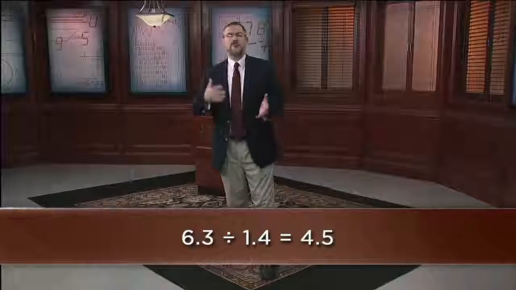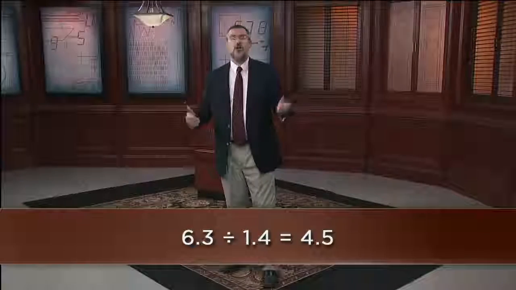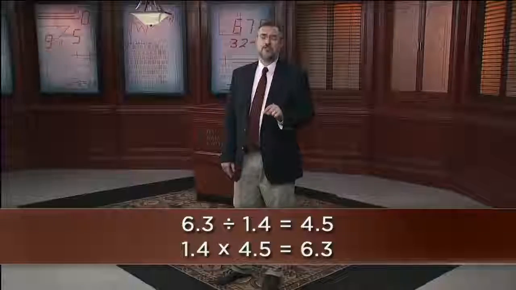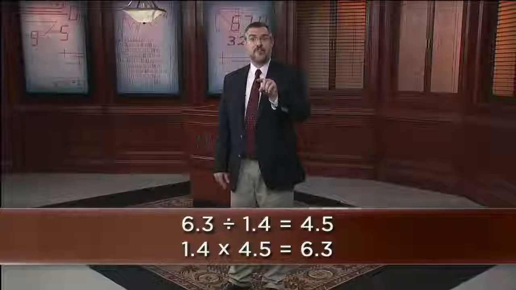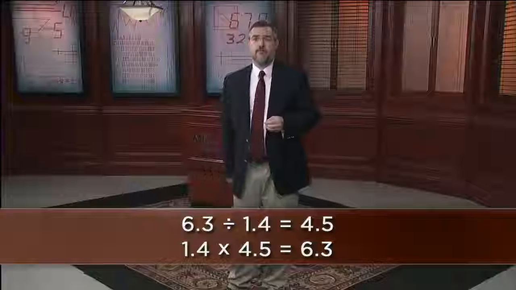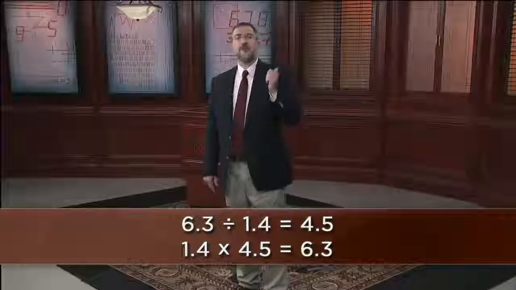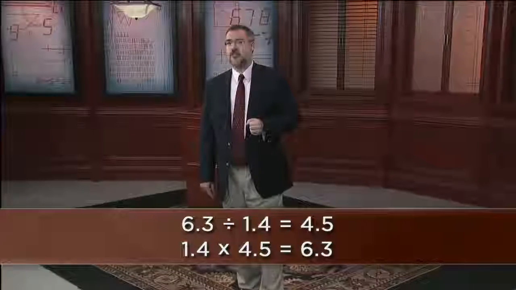Now you could check that, you know. How would you do it? Well, since division is the opposite of multiplication, you can multiply the 1.4 times the 4.5, and that would get you 6.3. And that would be good practice anyway, given that multiplying 1.4 times 4.5 was the kind of problem we did earlier in the lesson. Checking your answers is always a wise thing to do.